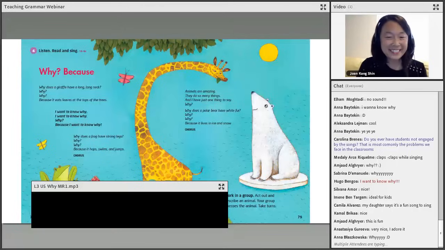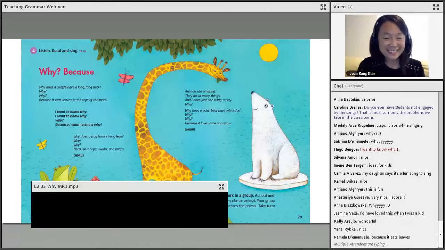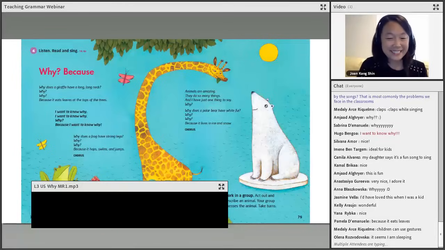Why? Why does a polar bear have white fur? Why? Because it lives in ice and snow.